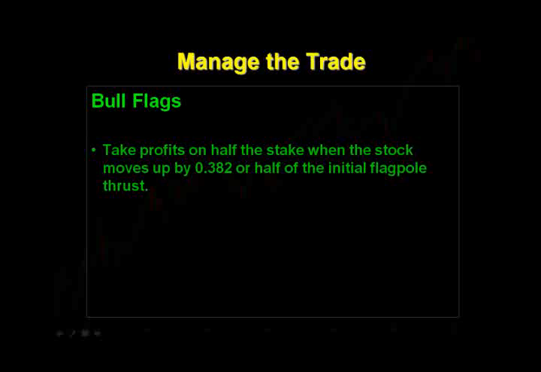With bull flags, what we would do is we take profits on half of the stake that we traded when the stock moves up by 0.382 or by 50% of the initial flagpole. Now, again, I prefer the 38.2%. Now, 382 comes from a Fibonacci number. I don't live my life by Fibonacci. I think you can get into awful problems if you do.